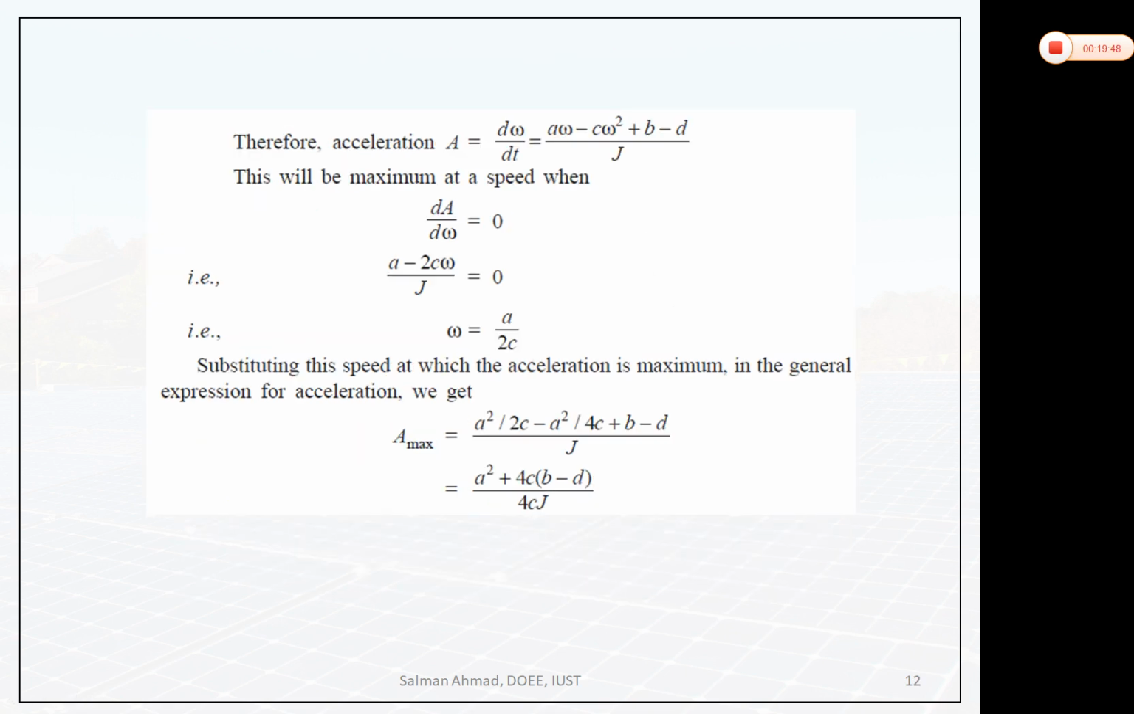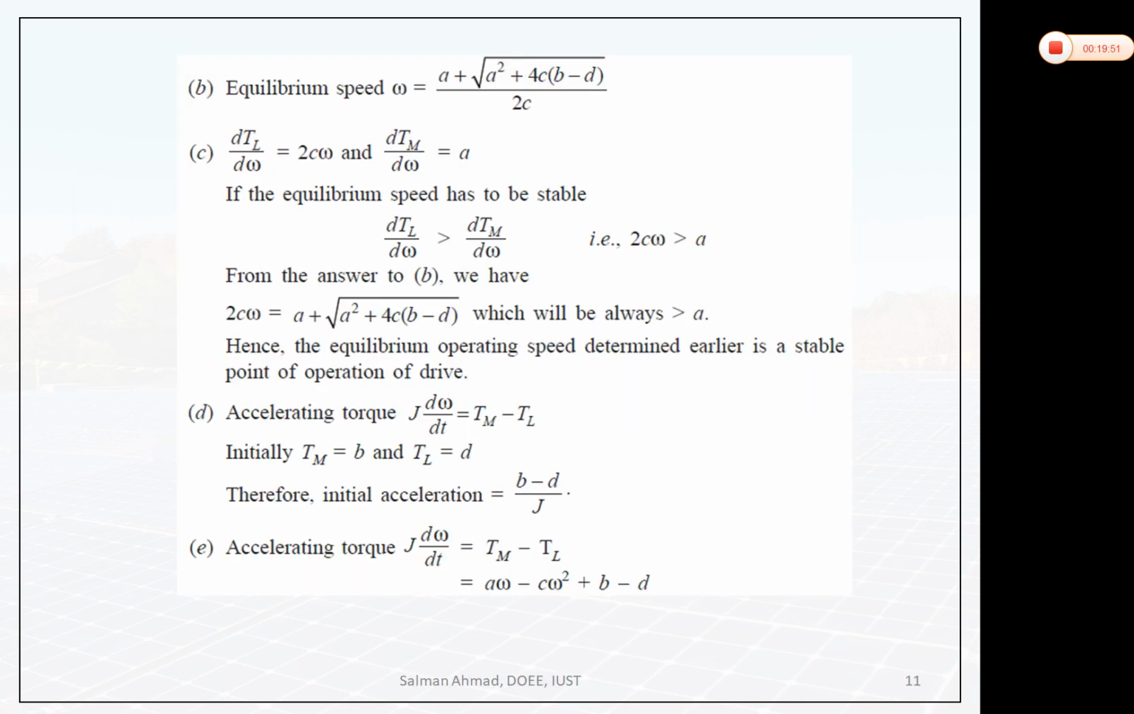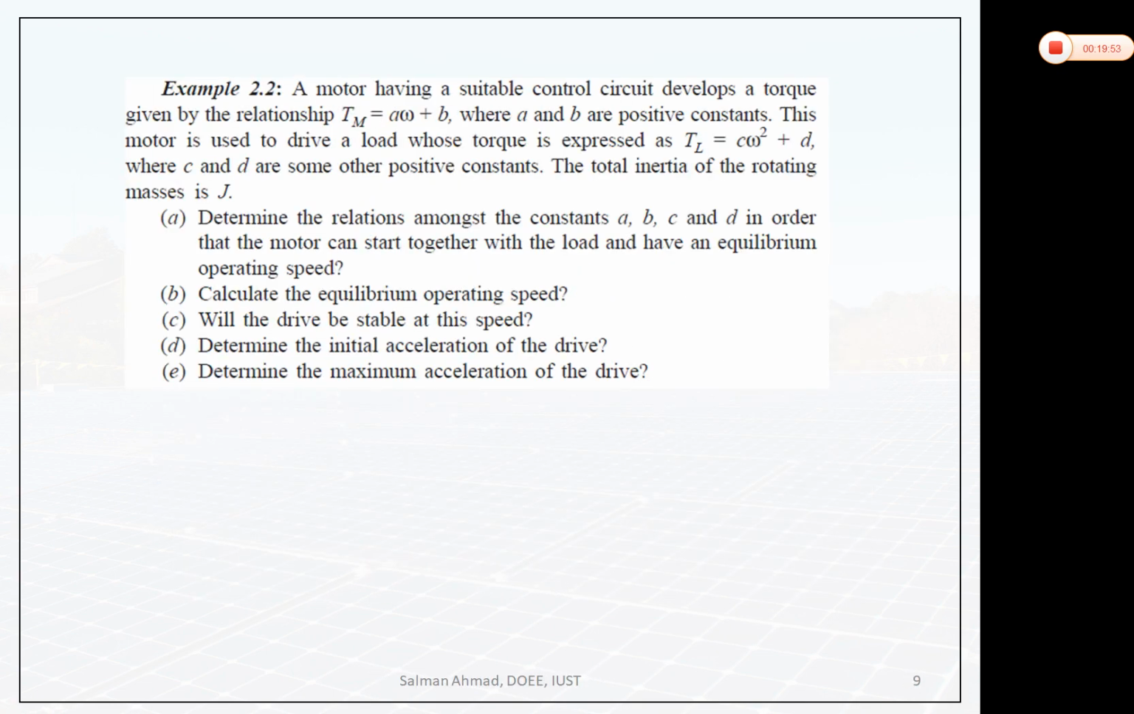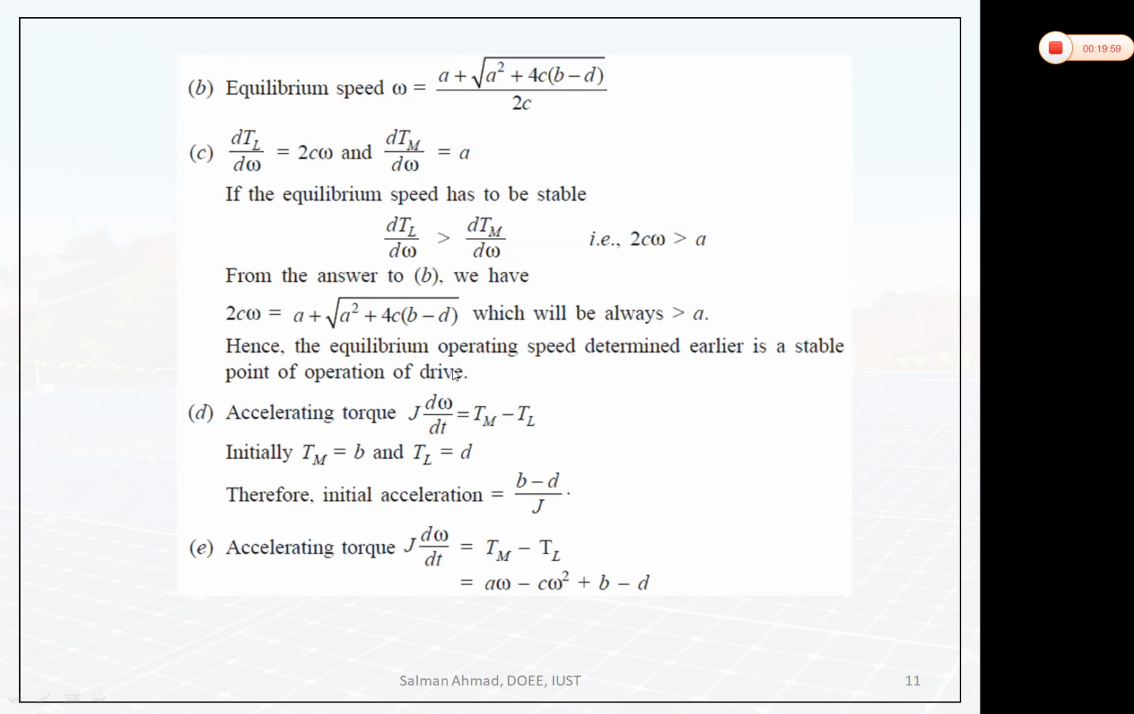Now, what was the next question? The next part was to determine the initial acceleration of the drive. The acceleration we can find from this angular acceleration, that is Tm minus TL over J. Initially, when speed was 0, motor torque was B and load torque was D. So we can substitute, B minus D upon J. That will be the initial acceleration, when the drive was at rest.